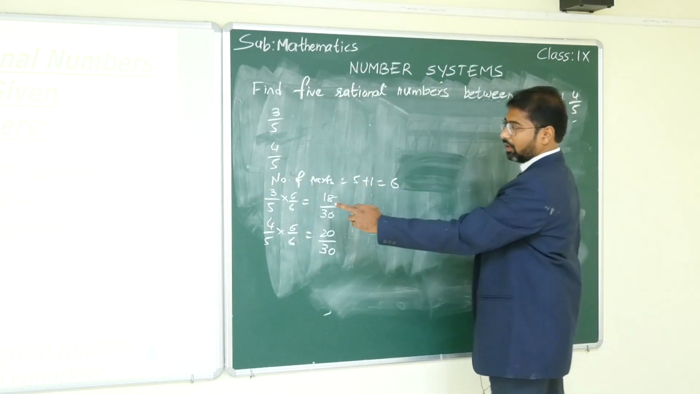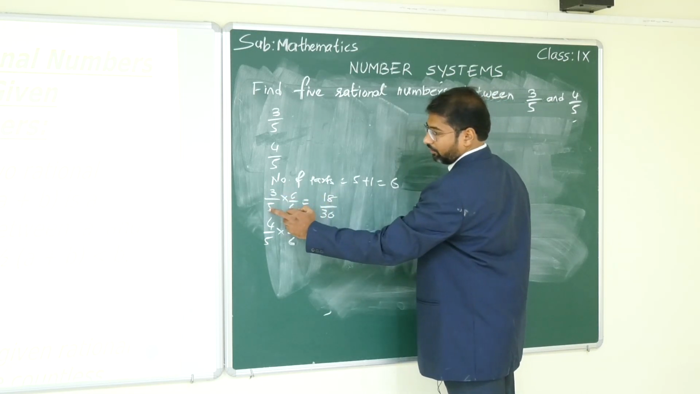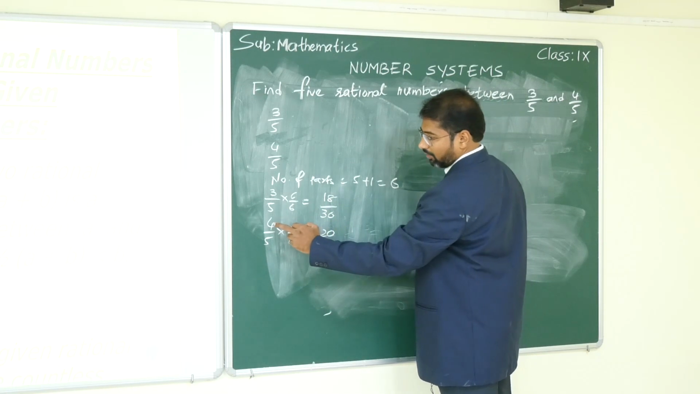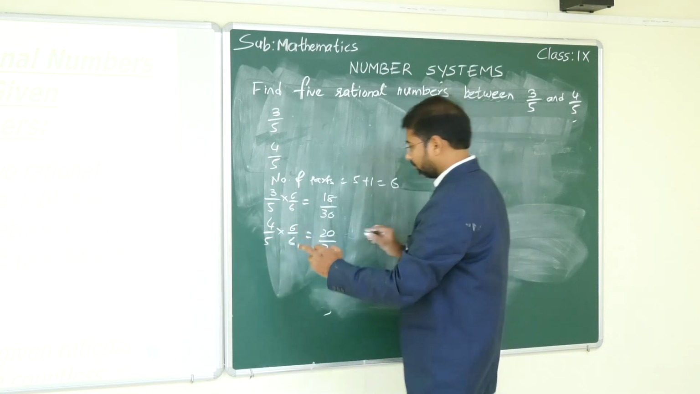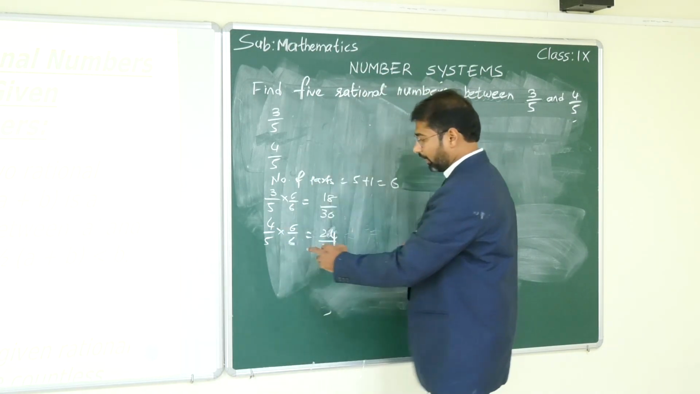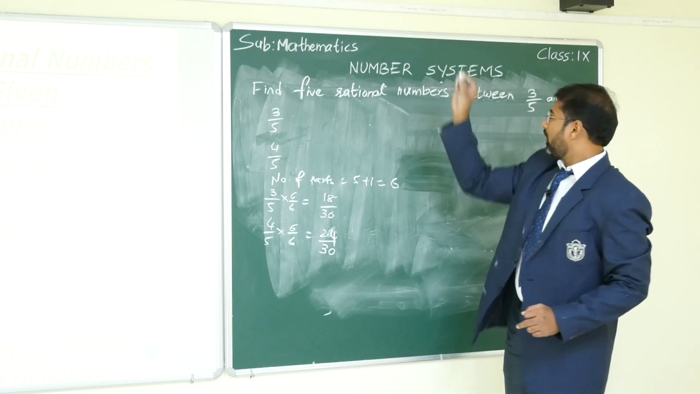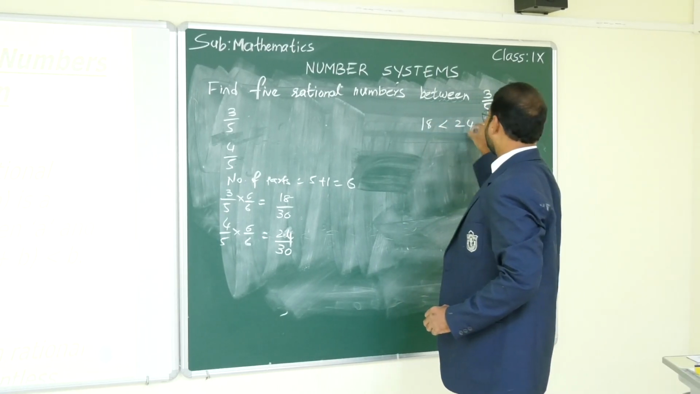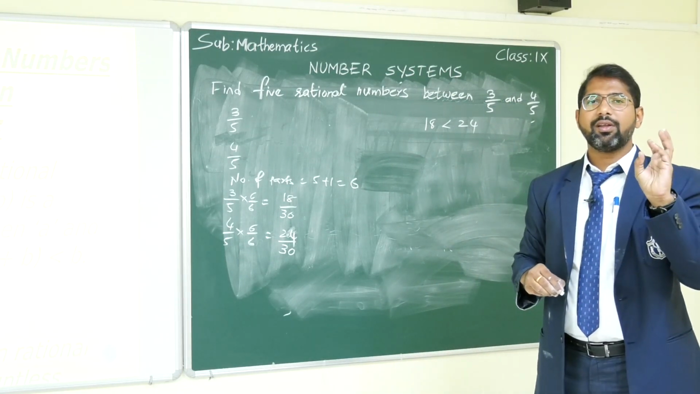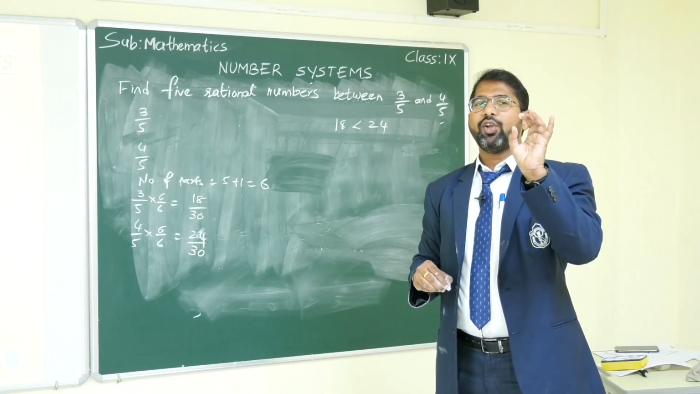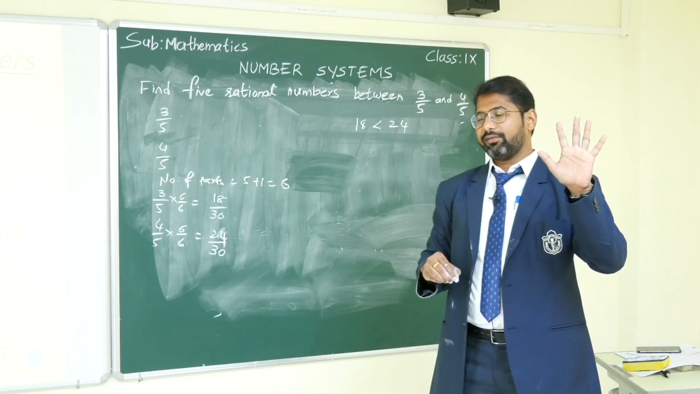So what I have done is, I have multiplied and divided 3 by 5 with 6. 3 sixes are 18, 5 sixes are 30. Next, I have multiplied 4 by 5 and divided with 6. 4 sixes are 24 and 5 sixes are 30. Now you can see the denominators are 30 and the numerators are 18 and 24. Between 18 and 24, I can insert integers which are 19, 20, 21, 22, 23. So exactly I got 5.